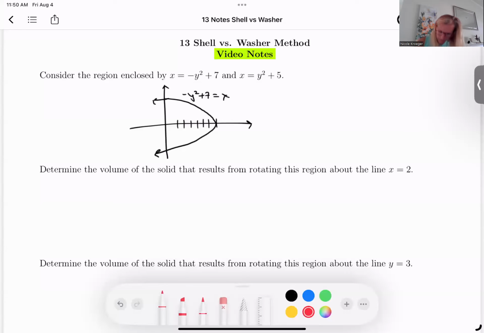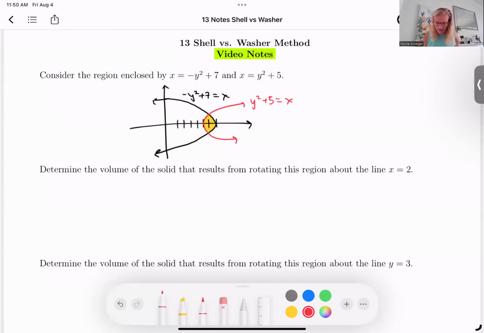And then let's see, the other one is going to open to the right because it's positive, and it's going to be 5 units over. So this here is my y squared plus 5. And so the region that we're looking at here is this little guy in here. I could ask you to find the area of that region. It's kind of a fun question to ask.